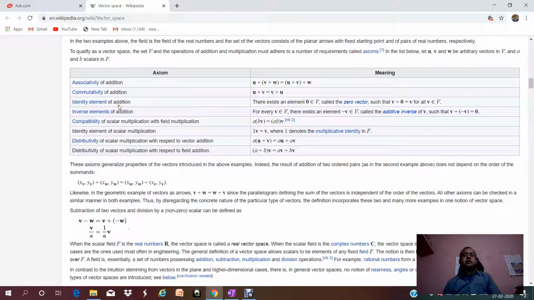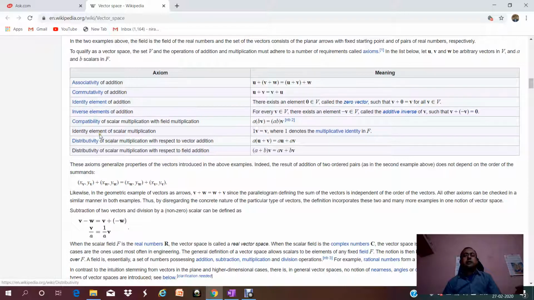So zero must be the identity element and the inverse element must exist. The negative of every element is the inverse element. Compatibility: a and b belong to the field F and v belongs to the vector space. If we take the second scalar operating with the vector, and then the first scalar operating with the result, we get the same result as if we multiply both scalars and then operate with the vector.